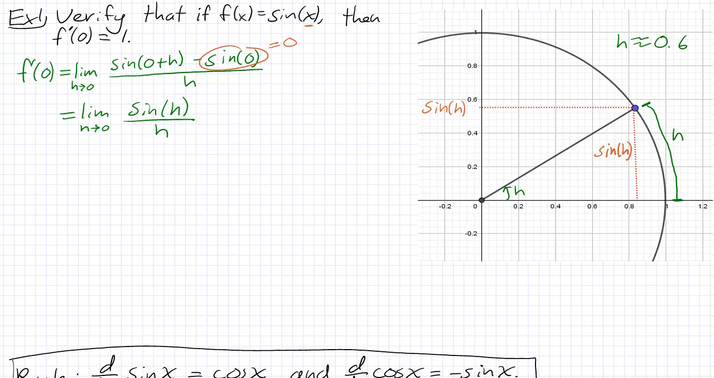Okay, so what you can imagine here, I can't really animate this, but if h was going to get smaller, if you're going to drag this point closer and closer to a 0 radian angle right down here, then this vertical distance, which is the definition of sine of h, is going to get closer and closer to being the same as this curve distance. Here we can see that sine of h is a little bit less than 0.6. Maybe 0.55 or so.